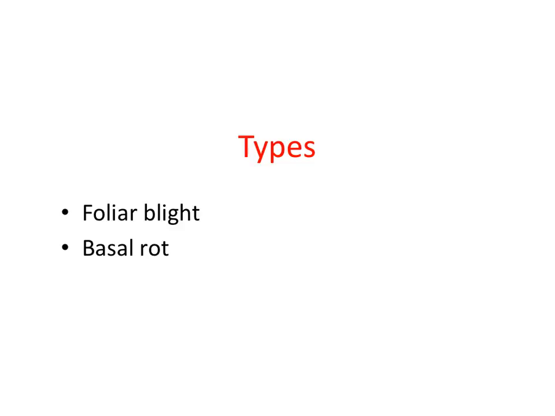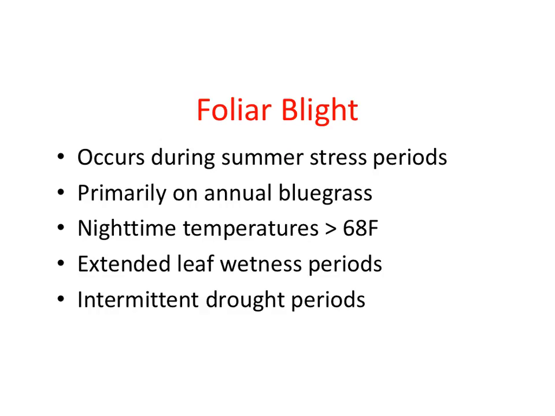Foliar blight will be covered first. Foliar blight occurs during summer stress periods when nighttime temperatures remain above 68 degrees Fahrenheit. During infection, extended wetting periods favor disease development. Symptom expression is enhanced with intermittent periods of moisture stress.